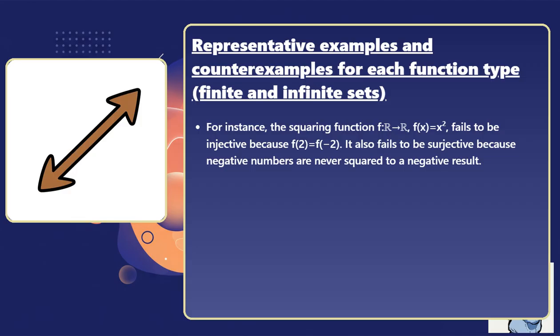For instance, the squaring function f maps the real numbers to the real numbers, defined by f of x equals x squared. It fails to be injective because f of 2 equals f of negative 2. It also fails to be surjective because negative numbers are never squared to a negative result.